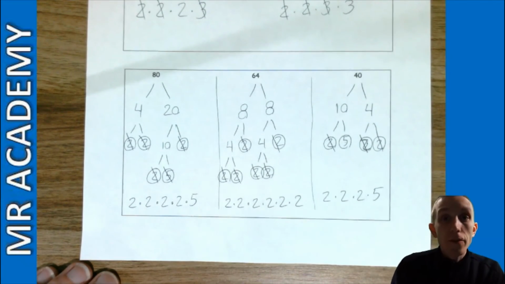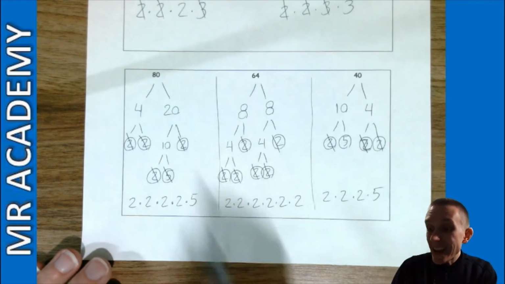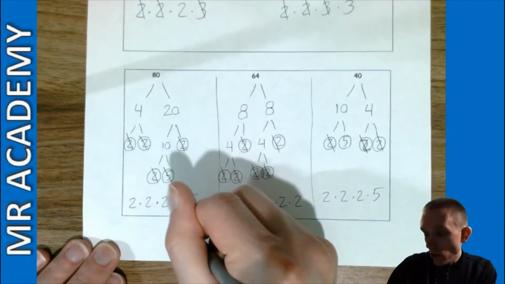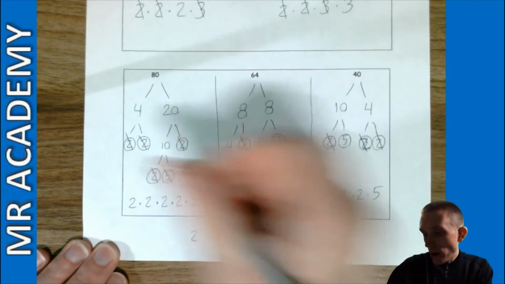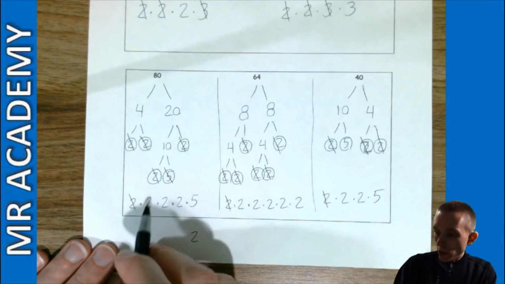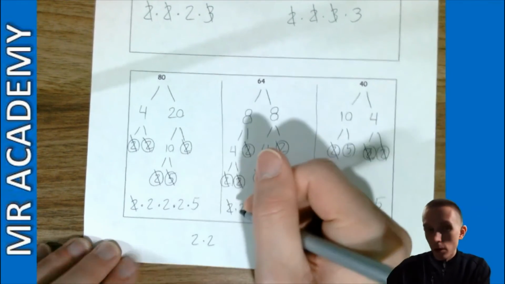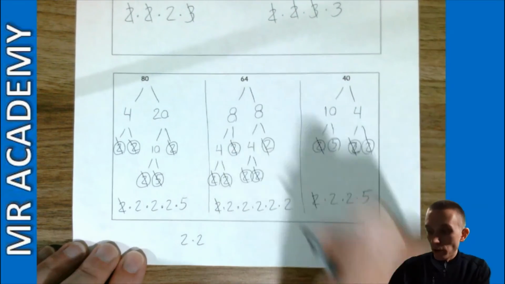So, now we have to figure out which numbers all 3 of them have in common. So, 80. Looks like I've got a 2 here, and here, and here. Cross that off, cross that off, cross that off. Looks like I've got a 2 here, and also in my other numbers. So there we are. Paper's getting a little crooked there.